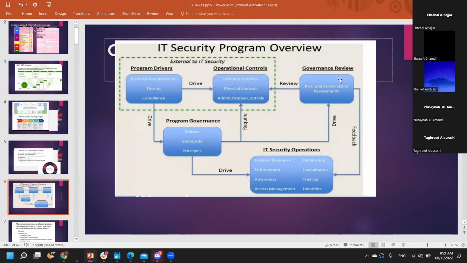But again, this is not the only way that we do it, because we are not implementing controls only because the business wanted us to or the compliance wanted controls. We also need to identify the risk and identify the vulnerability within the system, and then enforce this risk assessment to be the motive behind all our technical controls, physical controls, and administrative controls.